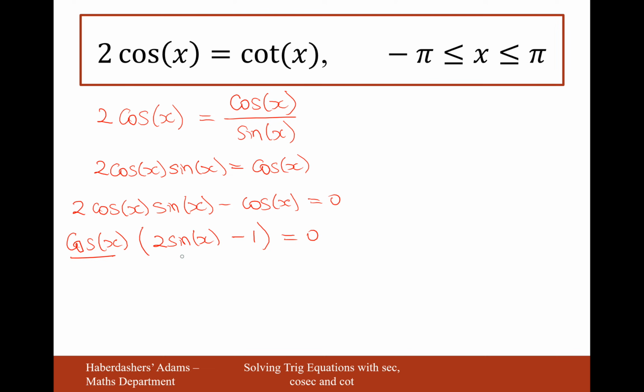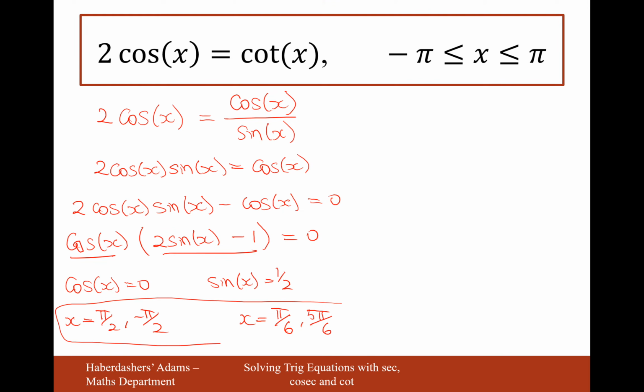And now you've got two expressions that are multiplying together to make 0, so it's either cos x that equals 0, or sine that's equal to a half, because that's what will make the bracket equal 0. Two equations here, we now need them solved. So on the left hand one it will be pi by 2 and minus pi by 2 in this domain, and this one here is going to be pi by 6 and 5 pi by 6. And there we are, these are our 4 solutions here.